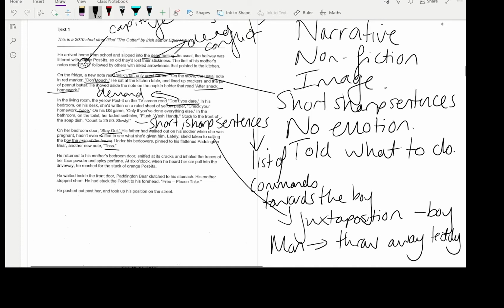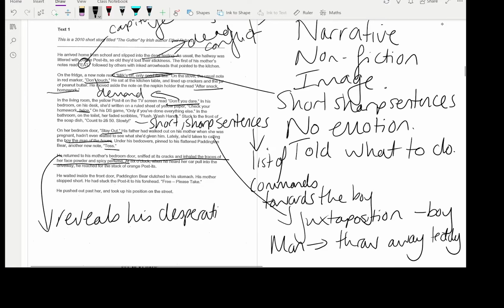He returned to his mother's bedroom door, sniffed at its cracks and inhaled the traces of her face powder and spicy perfume. Now this here reveals his desperation for affection. He's sniffing at the cracks of the door, but he's so scared of her, he doesn't dare to go in. So here we get the idea that he's just lacking that emotional connection with anyone.